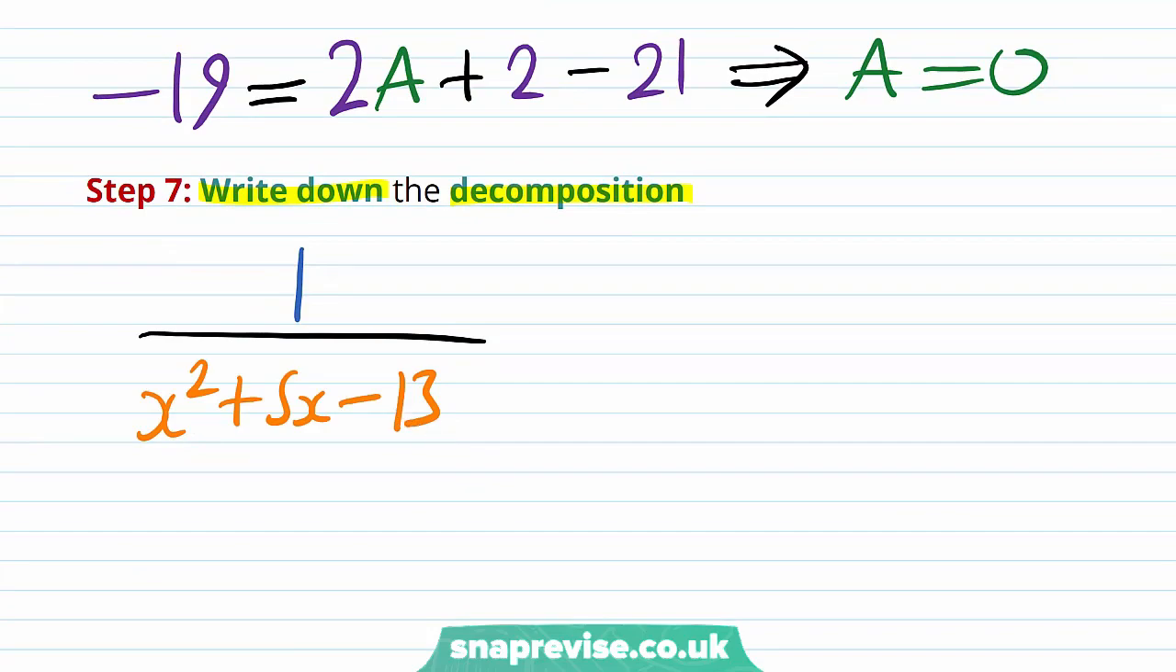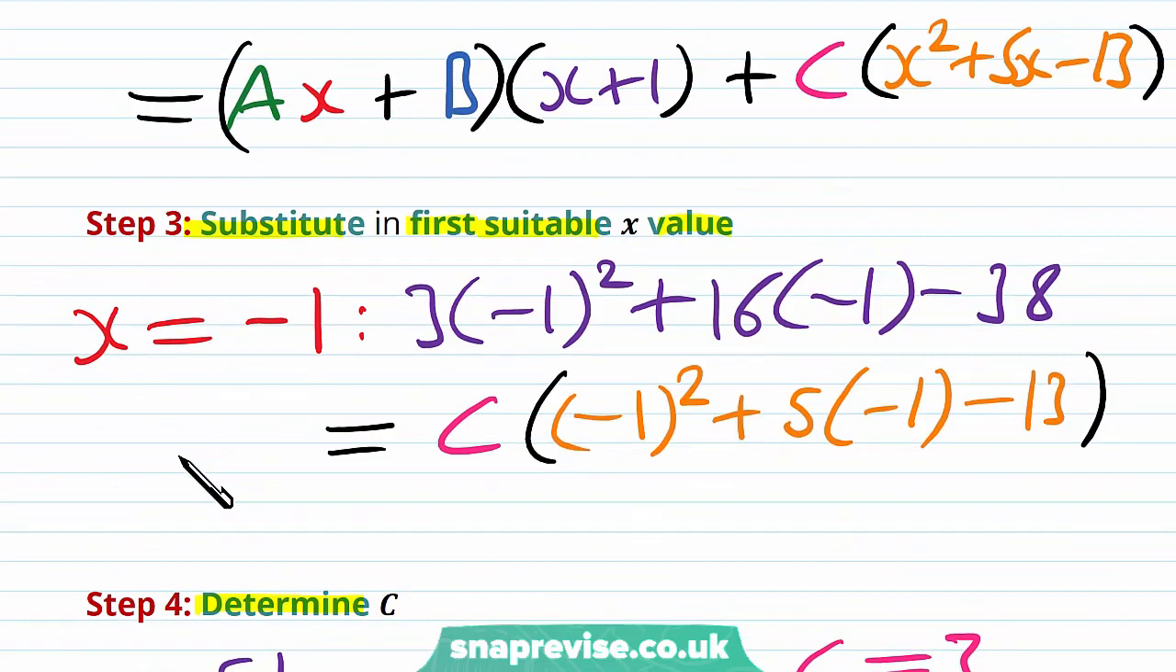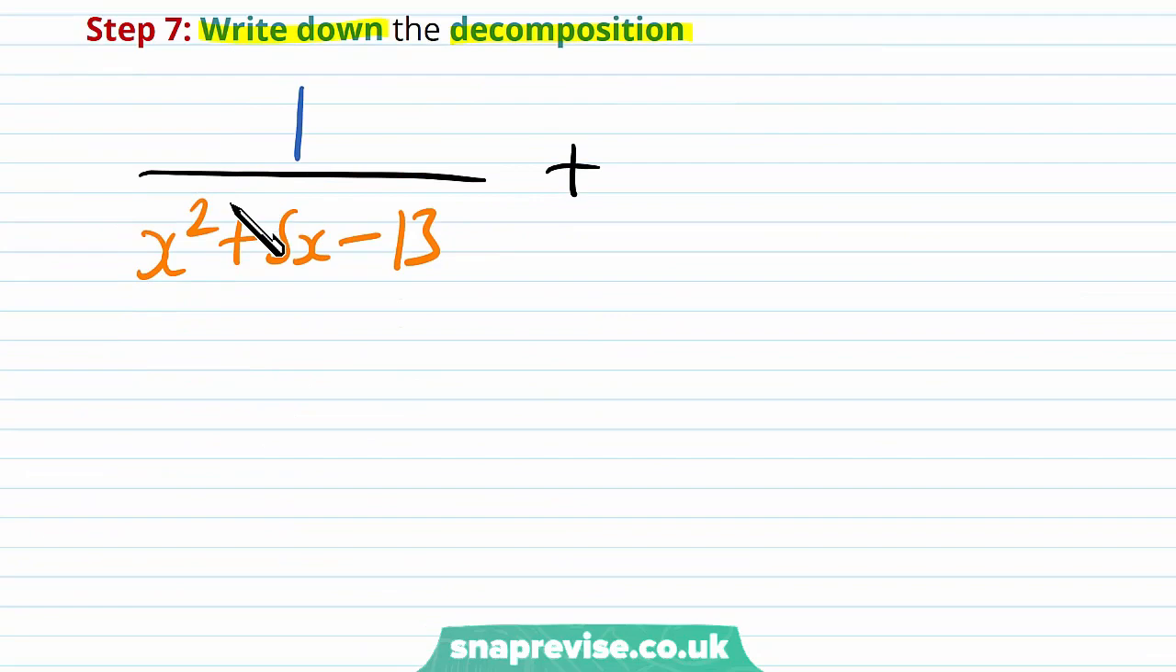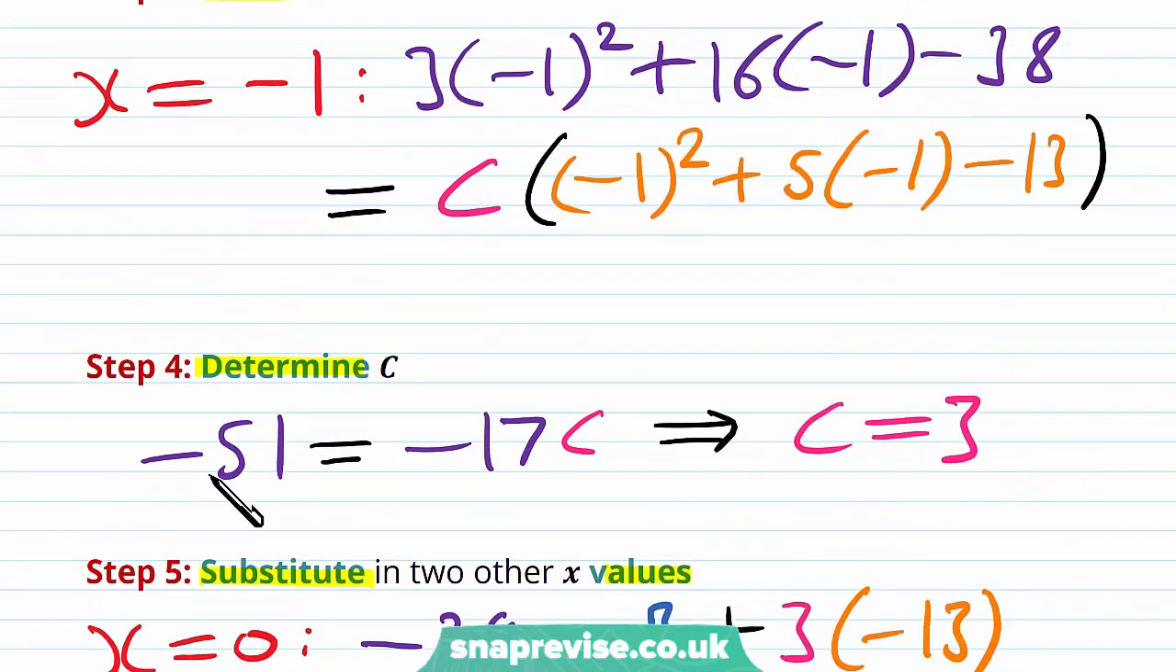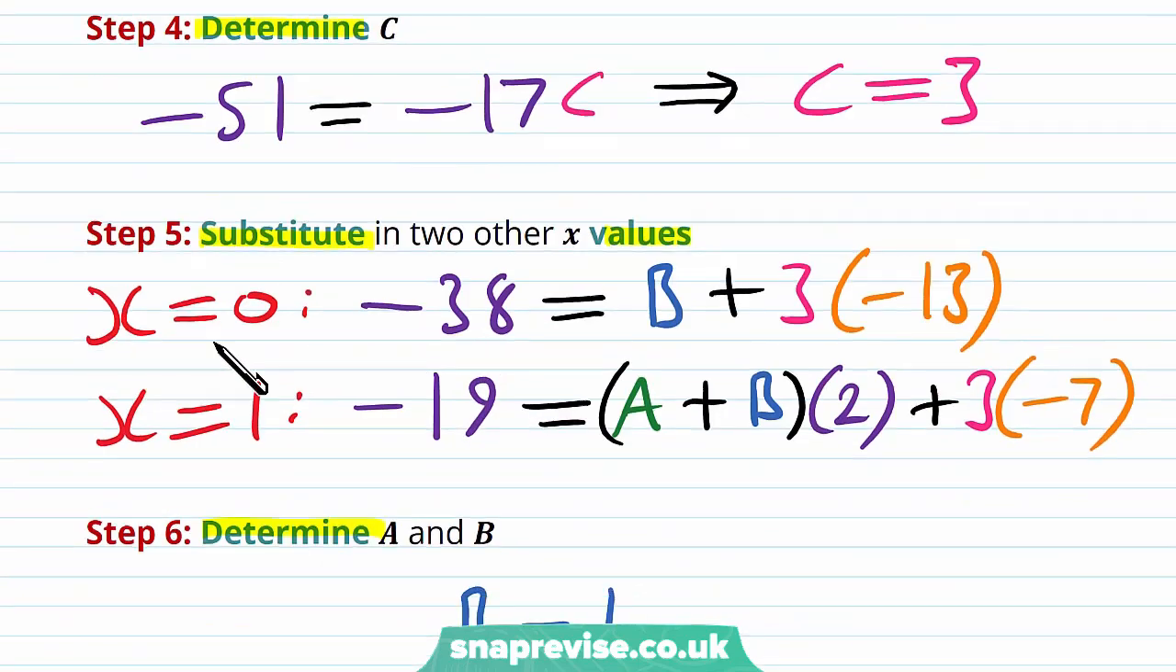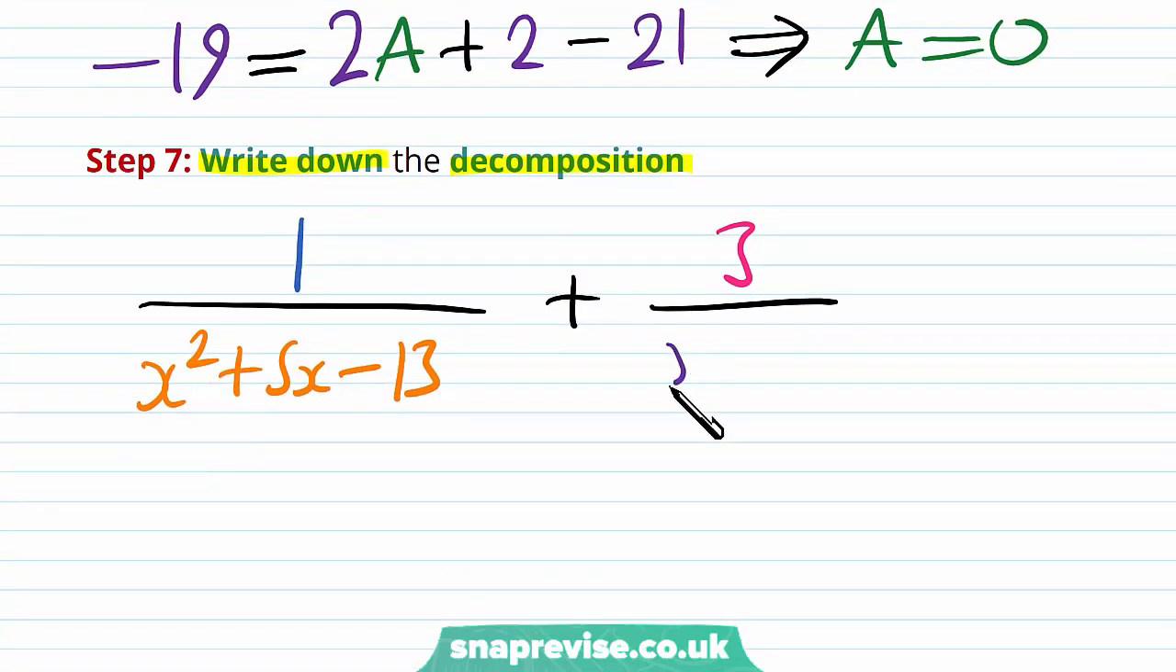And then we have a plus, and we have our c value, which is 3, over our linear factor, which is, in this case, x plus 1. And that is our decomposition of this algebraic fraction.